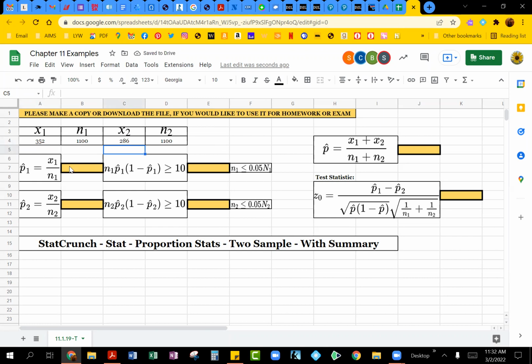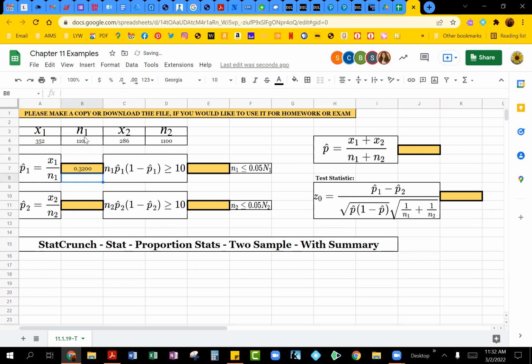So again, for your sample proportion, you can see it's a simple calculation, X1 divided by N1, X2 divided by N2. This will give us just an approximate idea of what proportion of people said they were total abstainers from alcoholic beverages. So very simple, X1 divided by N1. And again, you can see I'm just clicking on the cells. That way, when you do your calculation, if anything changes, you don't have to go back and redo the calculation. Same thing for sample proportion 2. We'll do X2 divided by N2.